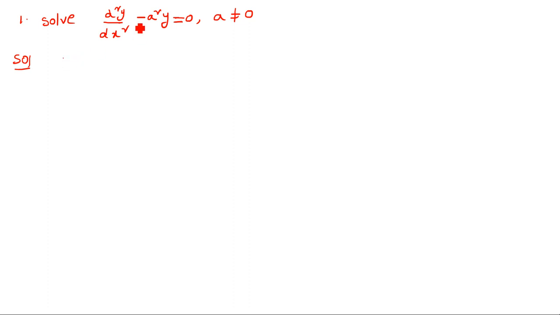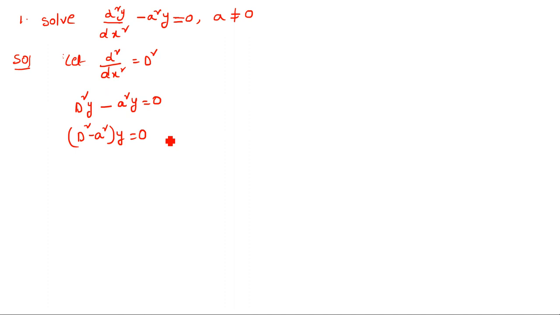So the order of the given differential equation is 2, because the highest derivative in the differential equation is 2. So the given differential equation can be written in the form f of D into y equals 0. We have to write it in that form. Let d square by dx square equal D square. Now the given equation can be written D square y minus a square y equals 0. Take y outside, so we get D square minus a square into y equals 0.